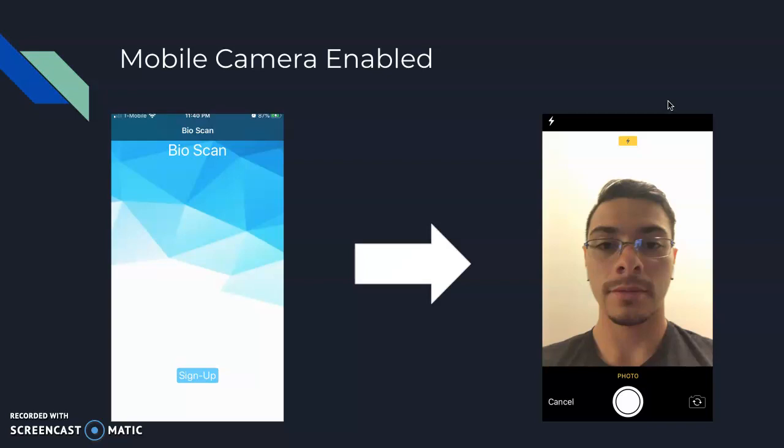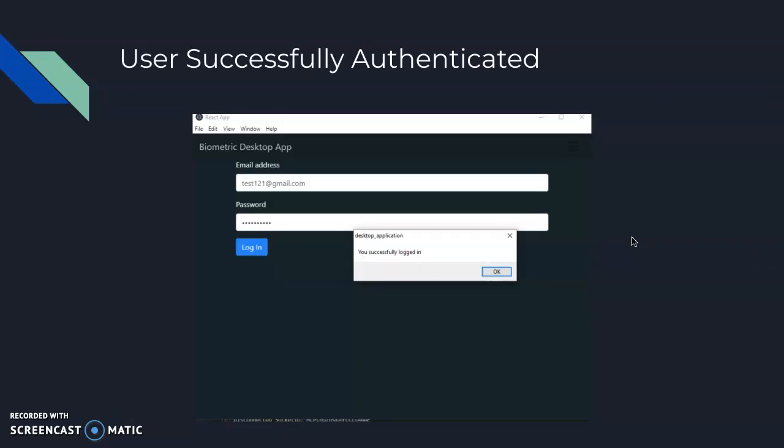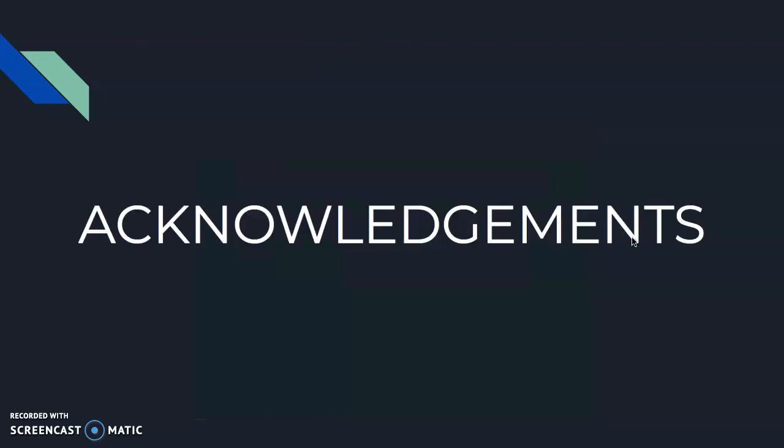A mobile camera will be enabled on the user. The user would then take a selfie. If the user is authenticated, it will say successfully logged in, and if not, it will say user is not properly authenticated. Now, some of our acknowledgements.